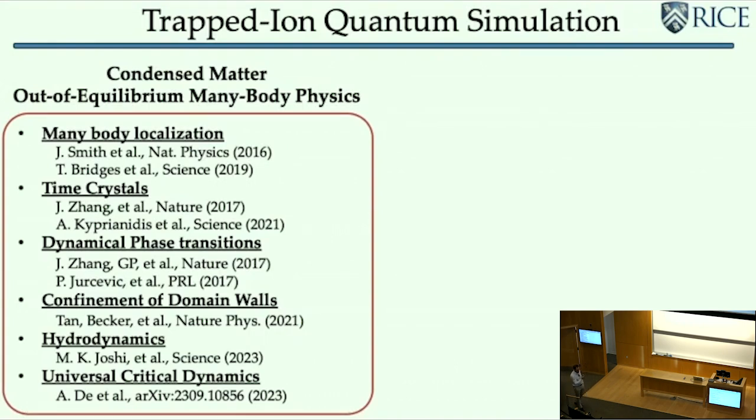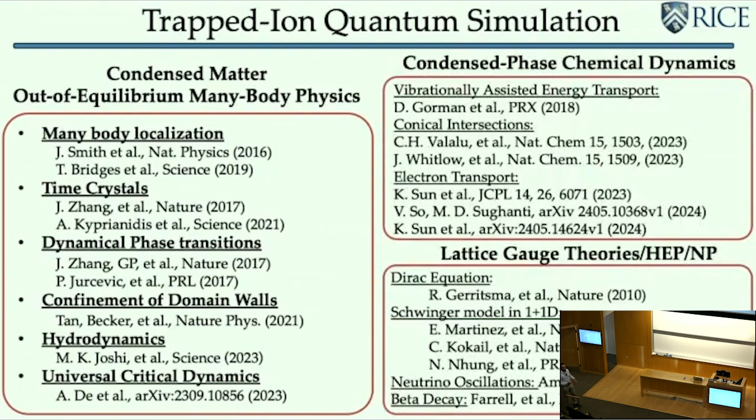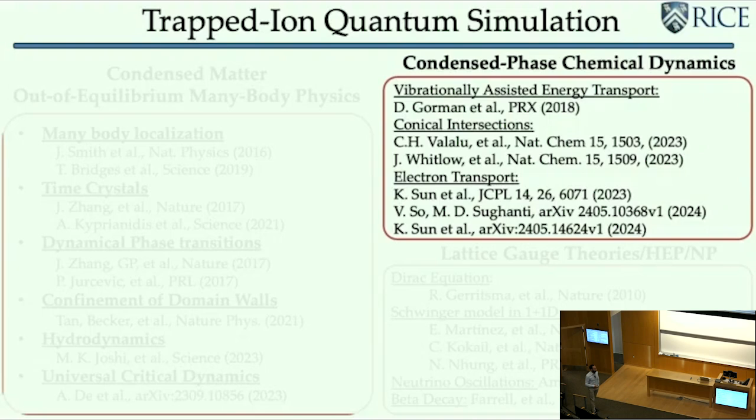However, the trapped ion platform is so flexible that it can actually talk also to different communities. So there has been a growing interest in simulating condensed phase chemical dynamics, and this will be basically the topic of this talk. And all of these are analog quantum simulation. For the lattice gauge theory in nuclear physics or high energy physics models, in this case, apart from the very first one, which simulates the Dirac equation, all these are basically digital simulation. So we'll focus on this paper here.